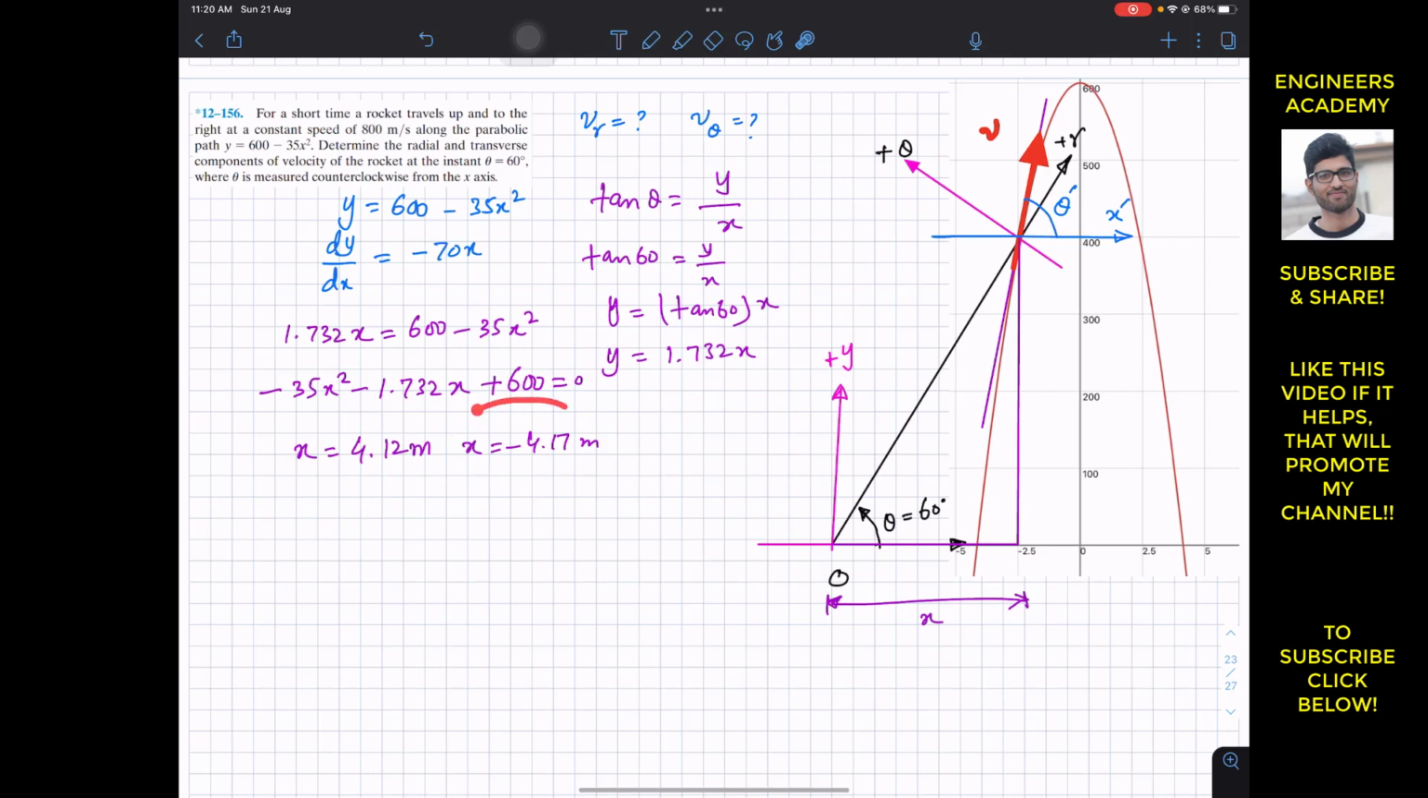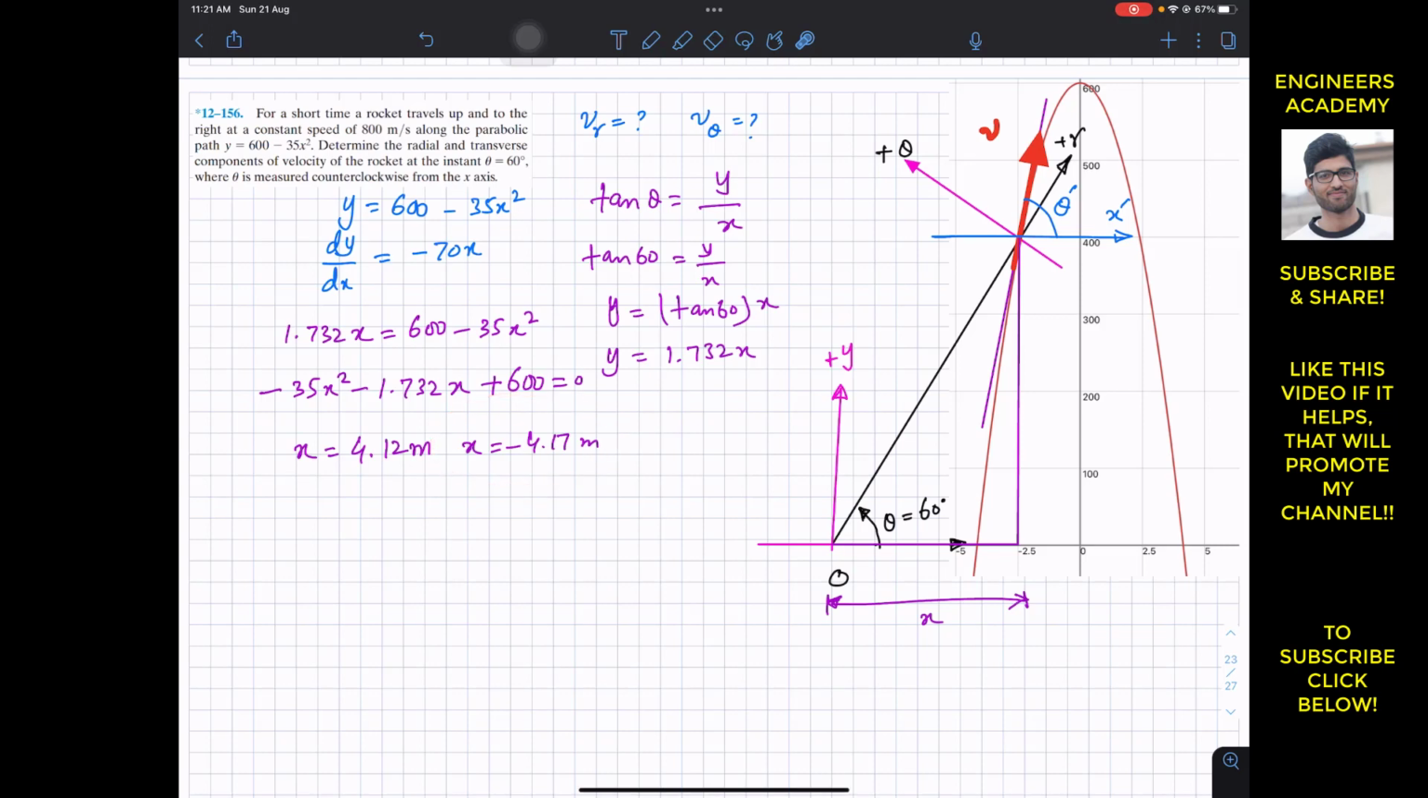So now once we know this x value, the rocket will be at a distance of minus 4.17 meters when this radial axis is making some angle theta, that is 60 degrees, right? So this means that if this is minus 5, then minus 4.17 will be somewhere here. So the rocket is somewhere here when this radial axis is making 60 degrees. So we have to accept this negative value.